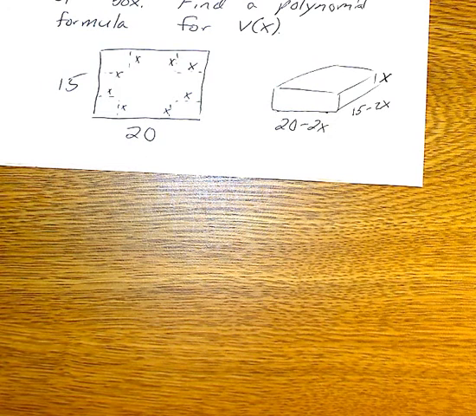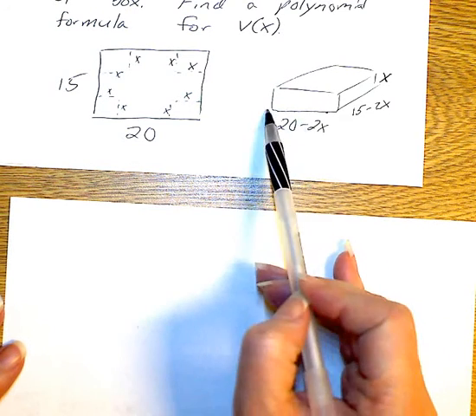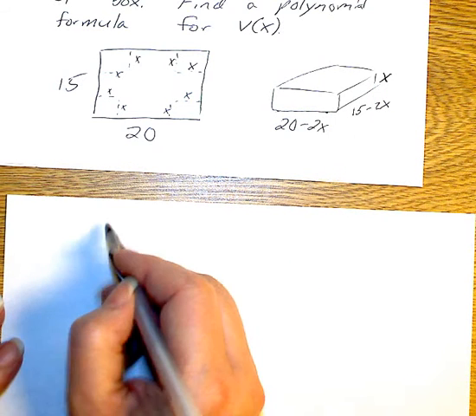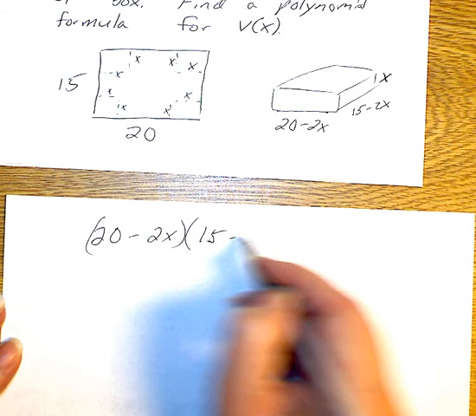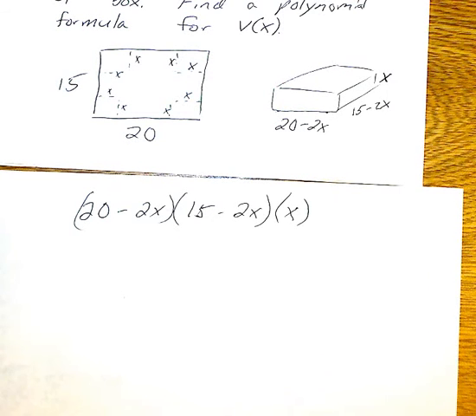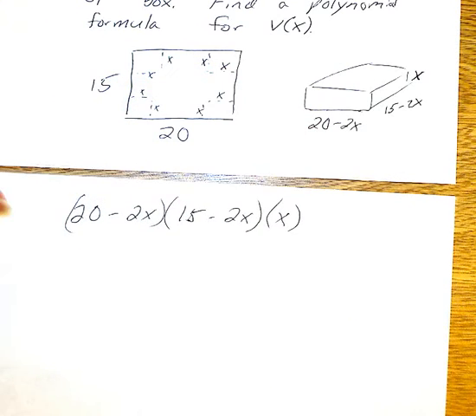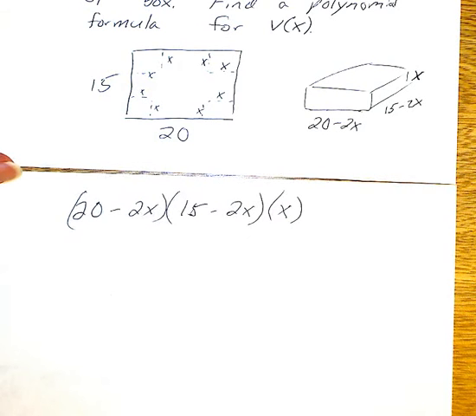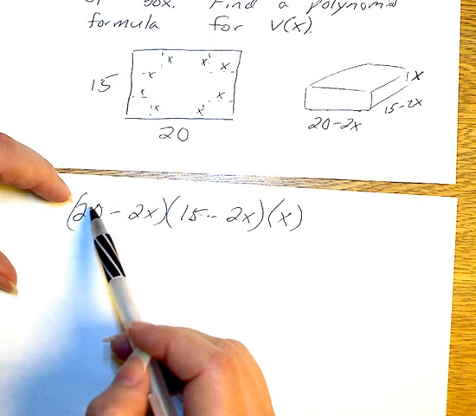How do you find volume of a box? What is it? Yeah, so your length, your width, and your height is right. And so you go 20 minus 2x times 15 minus 2x times x. So the first one, hopefully you guys remember to do, you would FOIL. So you would go through and you'd FOIL that.